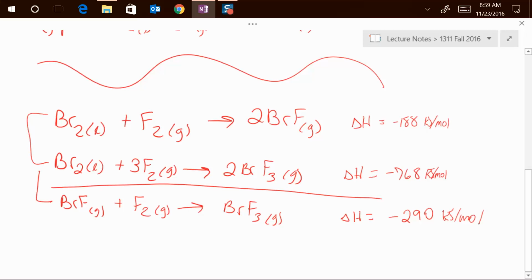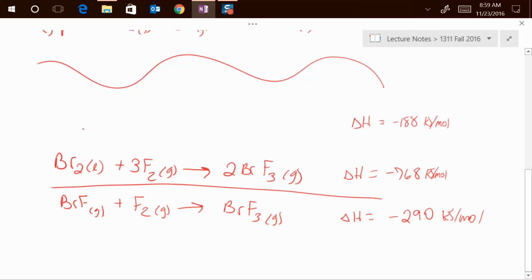Okay, so first thing I want to do is I want to flip this top reaction. So I'm going to go ahead and flip it. So we're going to get 2 BrF produces Br2 liquid plus F2 gas. Okay? And then I change the sign here from a positive to a negative to a positive. Okay? So that's my first step.